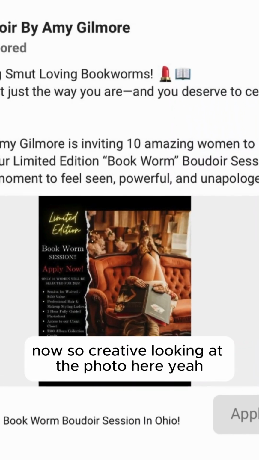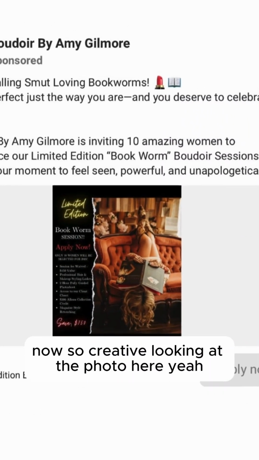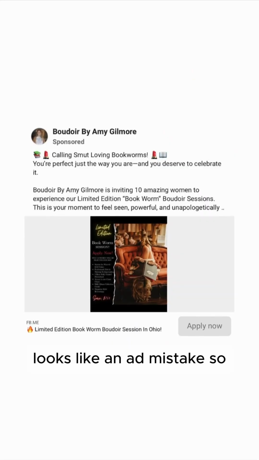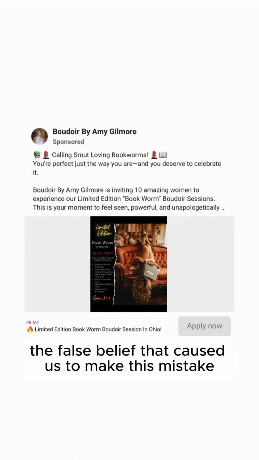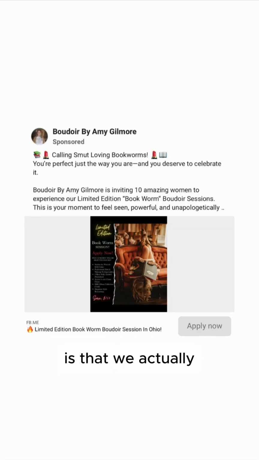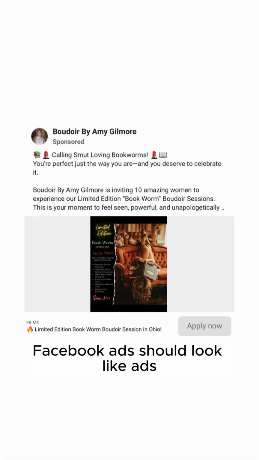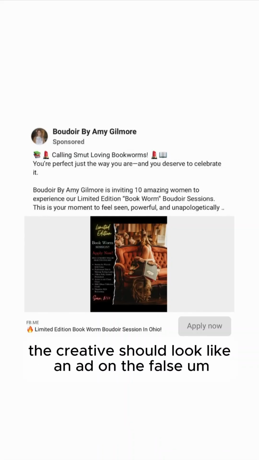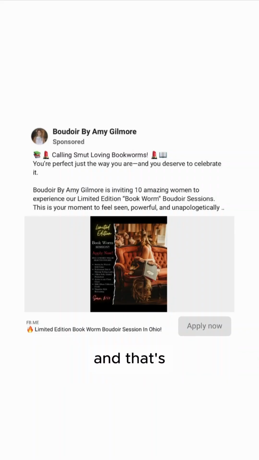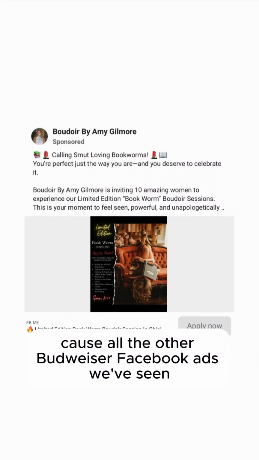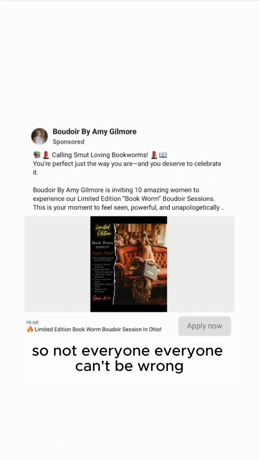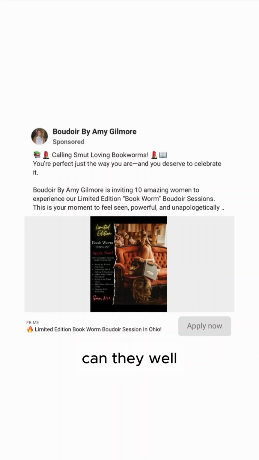Now, creative, looking at the photo here, we've got the looks-like-an-ad mistake. The false belief that caused us to make this mistake is that we believe Boudoir Facebook ads should look like ads. The creative should look like an ad. Well, that's because all the other Boudoir Facebook ads we've seen all look like ads. So everyone can't be wrong, can they?